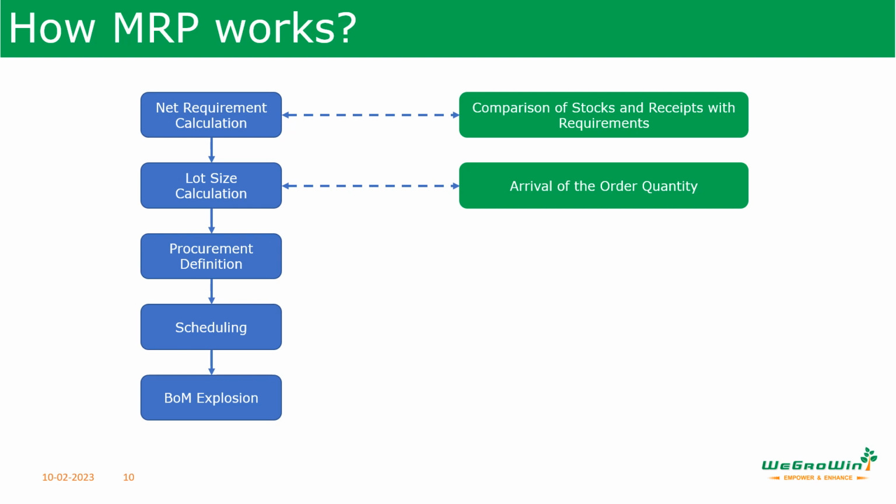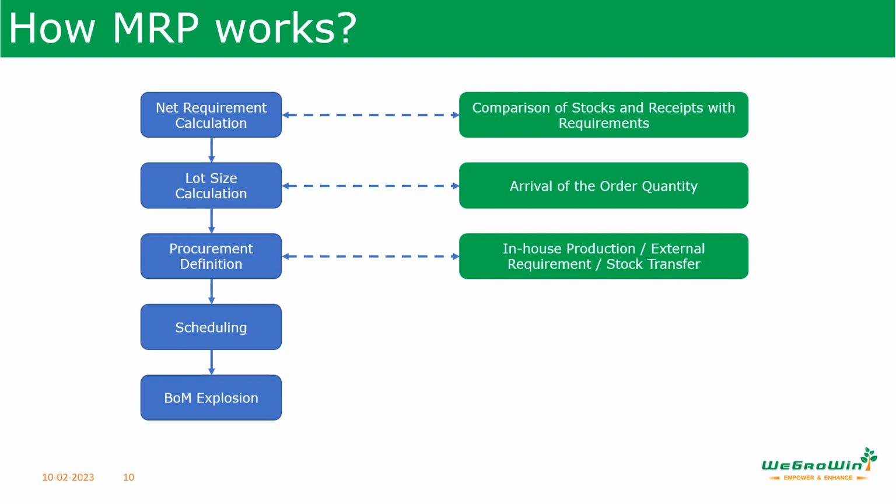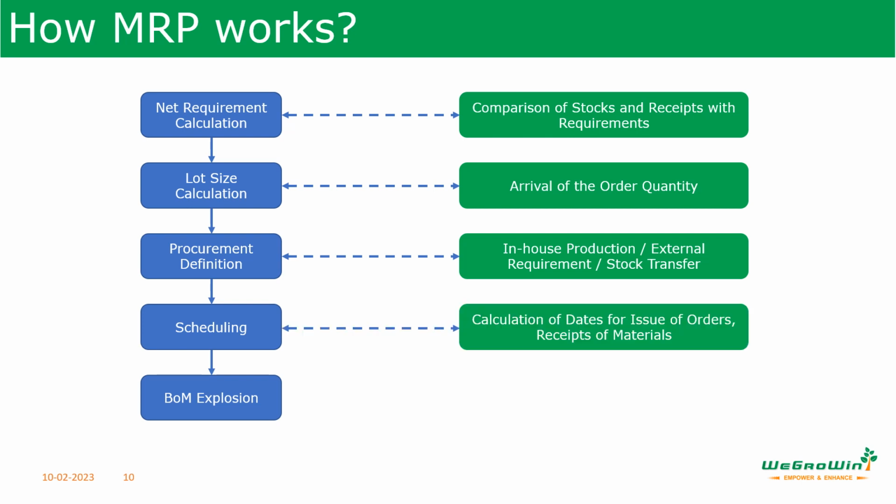That is, we calculated the net requirement. Now, based on the lot sizing procedure, the system will arrive at the order quantity to be procured. And then the procurement decision is whether we have to buy the material from outside, or produce inside, or do a stock transfer from another plant. And then scheduling is the calculation of the dates for issue of the orders, receipt of materials, and other activities. This is for scheduling purposes.